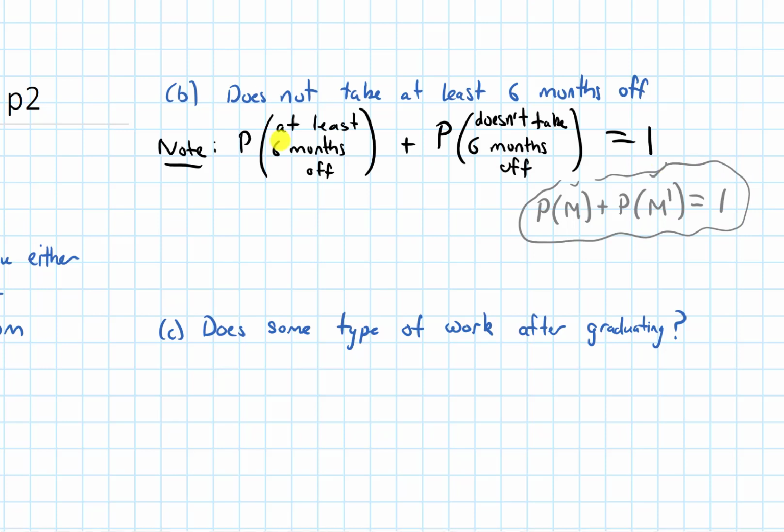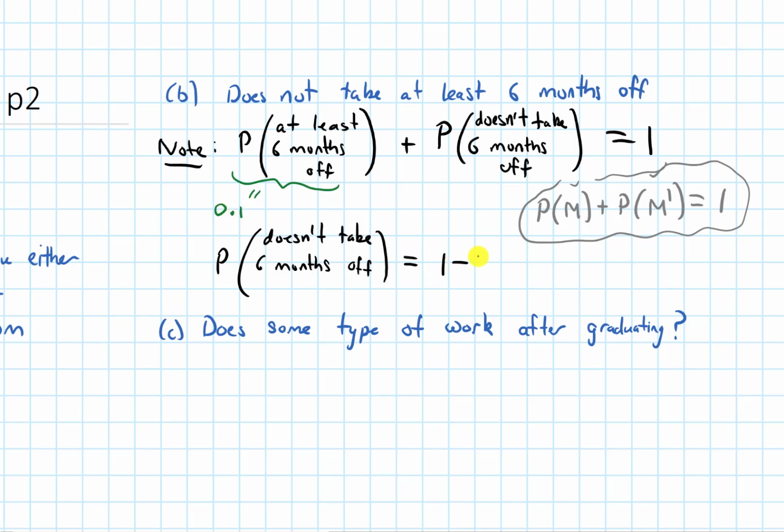This question told us the probability that they do take at least 6 months off. So this probability equals 0.1. If I want the probability that a student doesn't take at least 6 months off, I just subtract that 0.1. So this will equal 1 minus 0.1, which is 0.9. Or if I wanted to write that as a percentage, I multiply by 100, and this would give me 90%. So that's our probability.